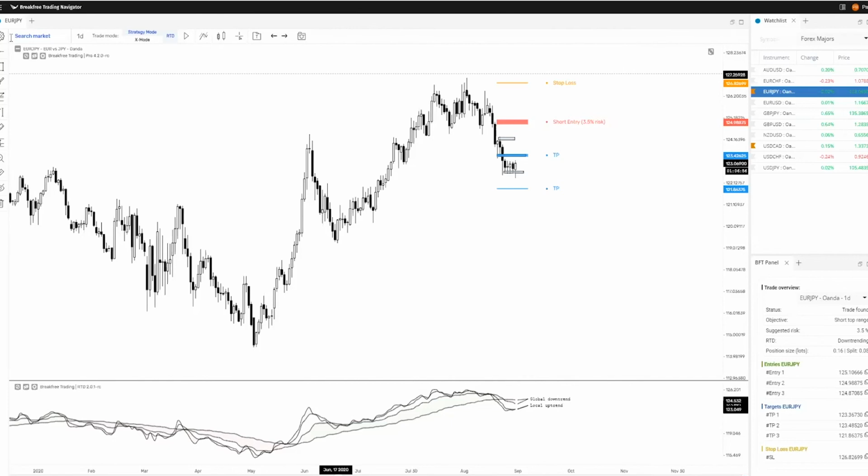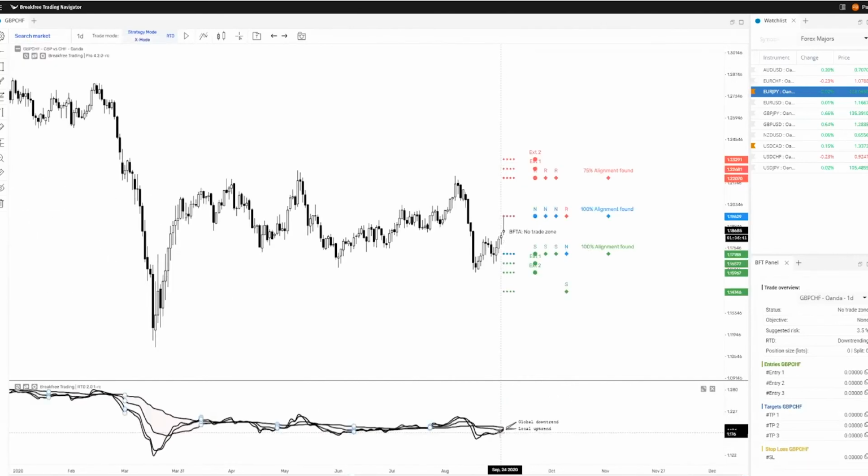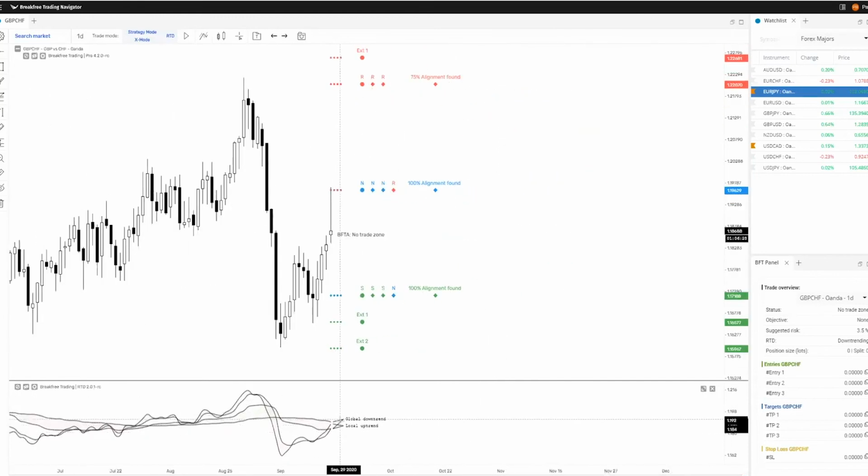Let me quickly open up GBP CHF and then let's have a quick look. So the global is still in downtrend. So there was no trend change. So I would say you can keep the trade. If the global starts going into bullish, then you can move to break even.